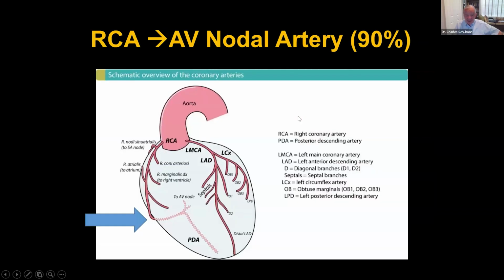The answer is that the blood supply to the AV node in 90% of patients comes from the right coronary artery. So an occlusion here causes ischemia to the AV node. The result is that you can have heart block in the region of the AV node. This is usually temporary. It doesn't usually require a pacemaker, and it usually recovers.